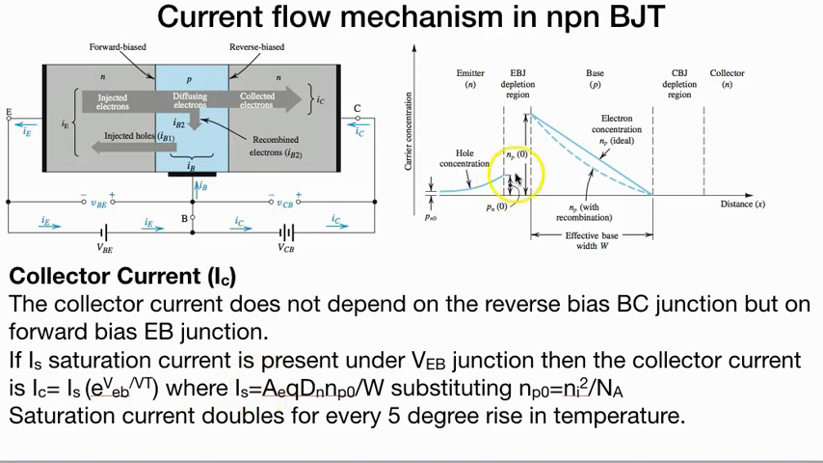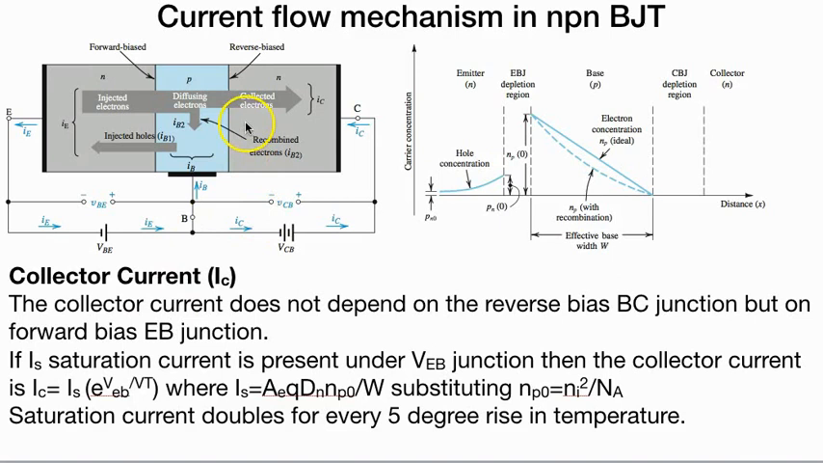As we have looked into charge carrier concentration, we found that the electrons almost decrease linearly across the effective base width, and these get combined with the electron hole pairs in the process. Hence they have a linear decrease as they travel across the base width region. Now let's talk about the collector current.